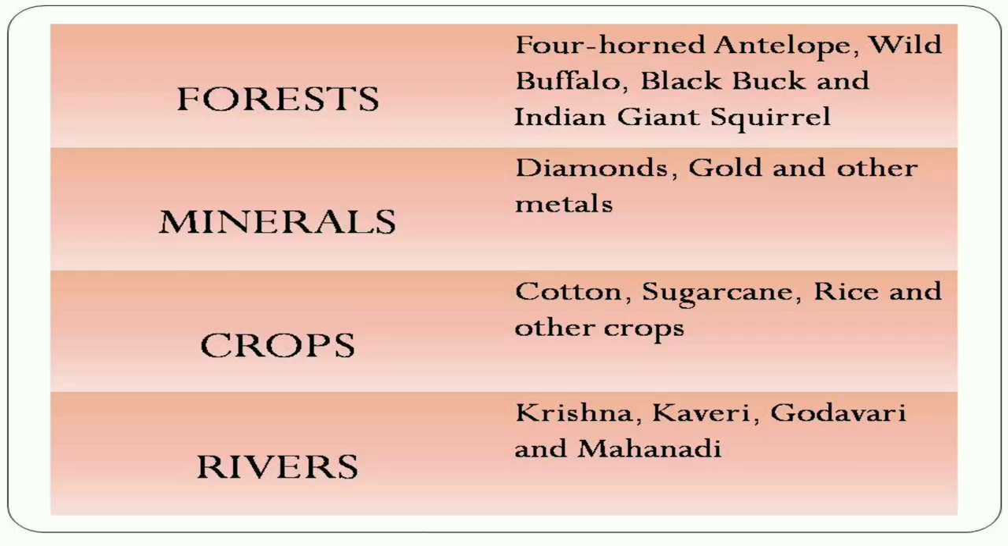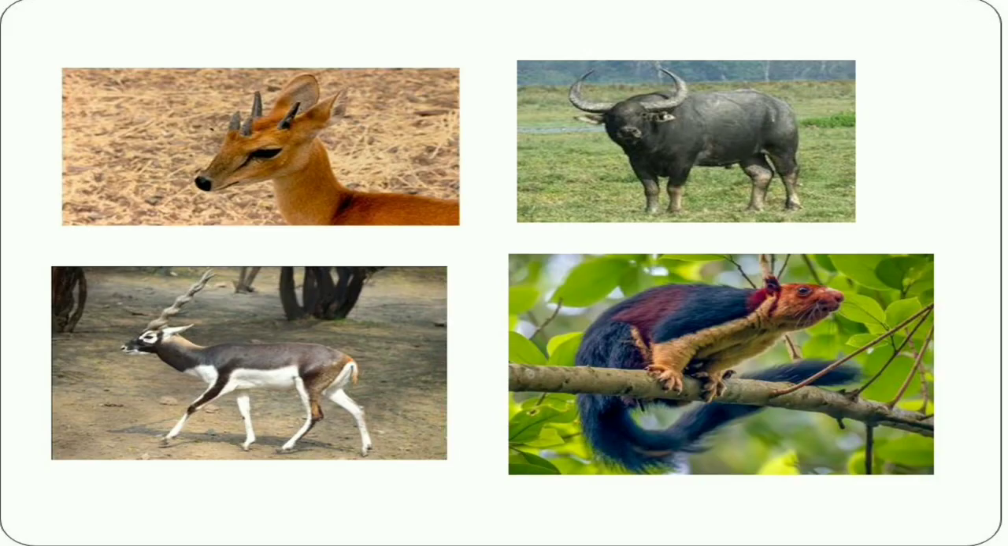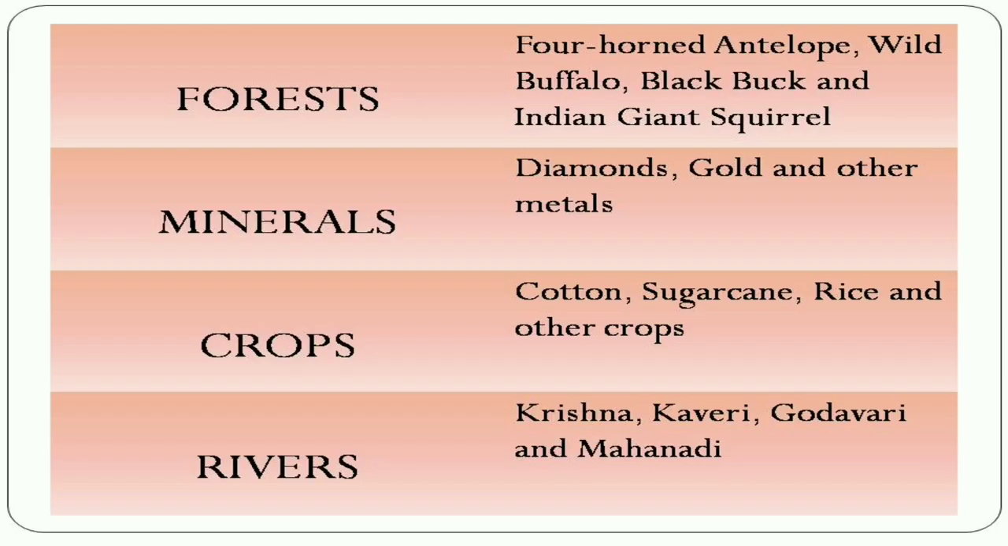The animals, minerals, crops and rivers found in the Deccan Plateau are listed here. Four-horned antelope, wild buffalo, blackbuck and Indian giant squirrel. So these are some of the animals that we can see in Deccan Plateau. See, these are the images of those animals. As I told you, four-horned antelope, wild water buffalo, blackbuck and Indian giant squirrel. Next, minerals: diamonds, gold and other metals. Crops: cotton, sugarcane, rice and other crops. Rivers: Krishna, Kaveri, Godavari and Mahanadi. Okay.